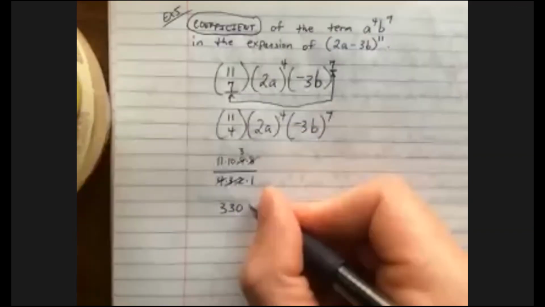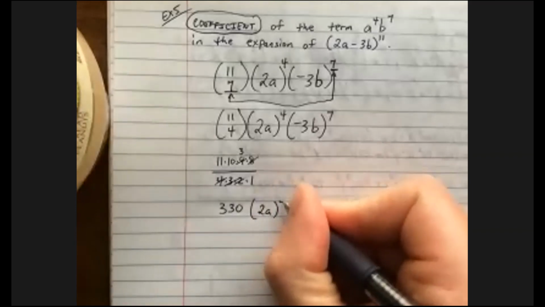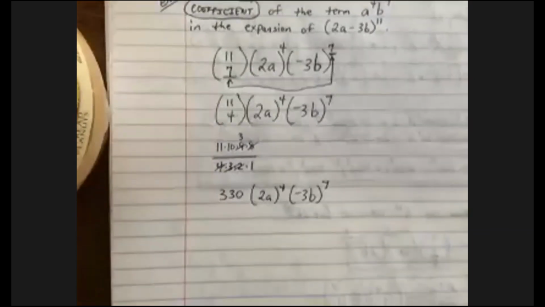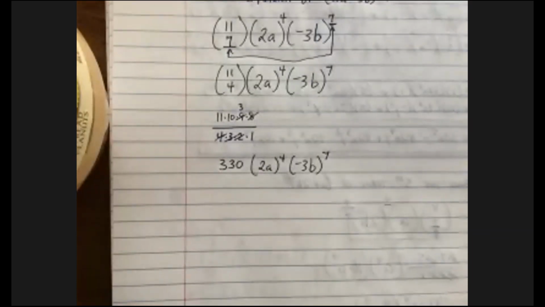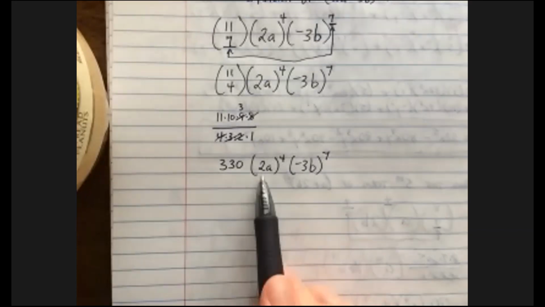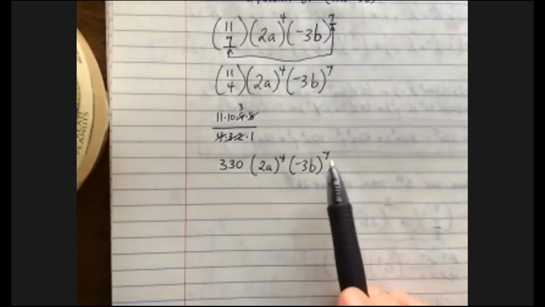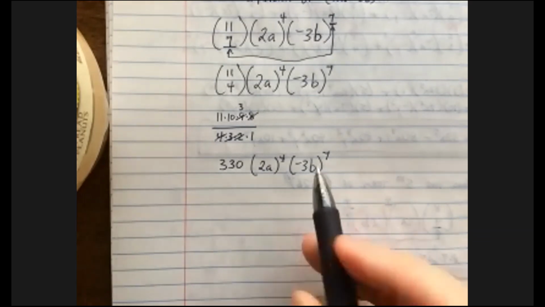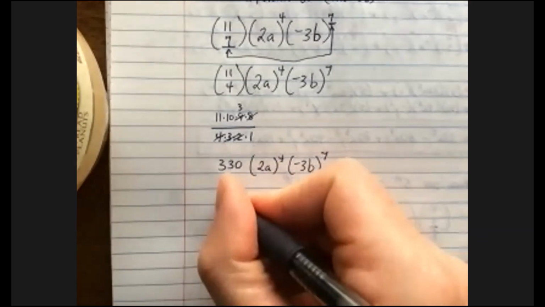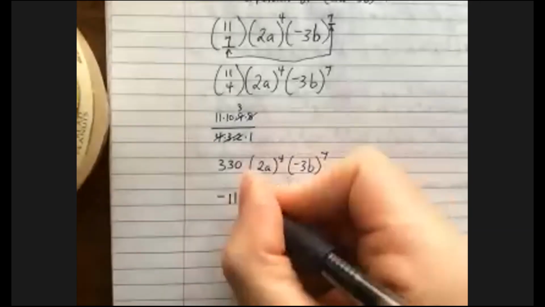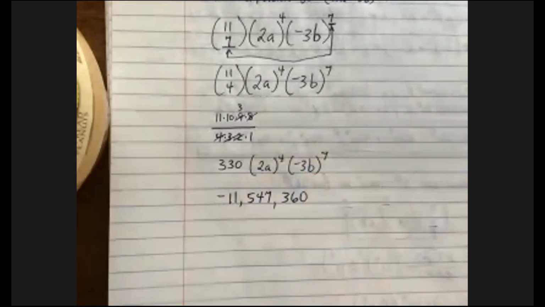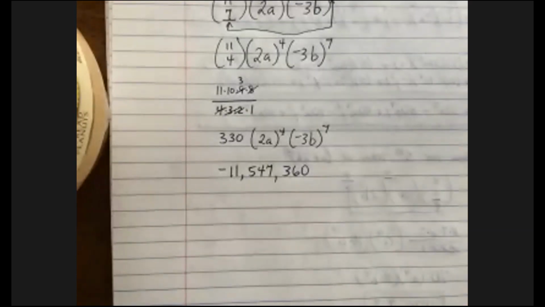And then we still have 2a to the 4th, negative 3b to the 7th. If you wanted to use a calculator here, I'd be perfectly fine with it because I think this number's pretty big. So 330 times 2 to the 4th, which is 16, and then times whatever negative 3 to the 7th power is. So let me just punch it in my calculator over here. Looks like it's going to be negative, obviously, because this is a negative. So negative 11,547,360 is everything as far as the number's concerned.